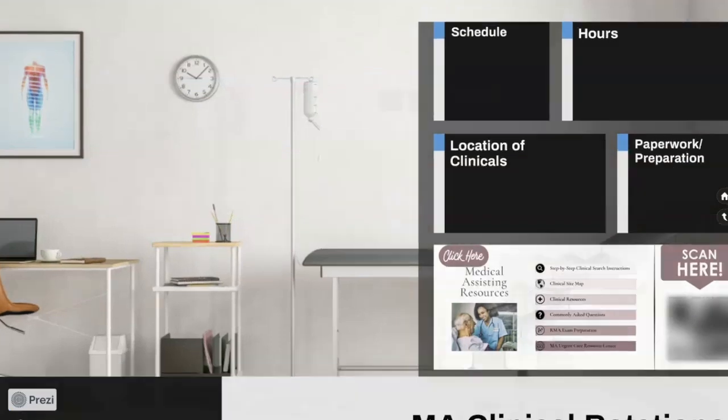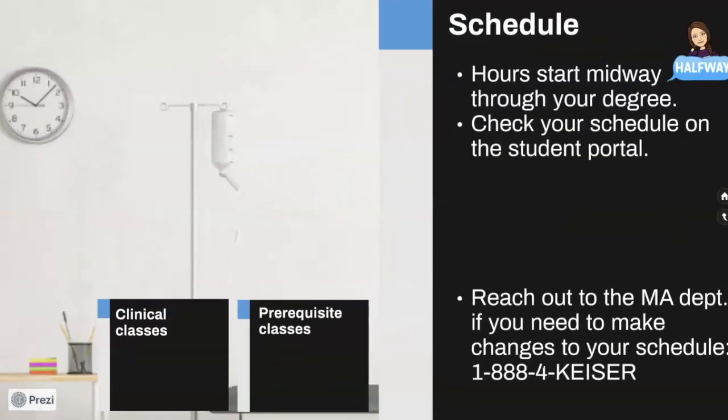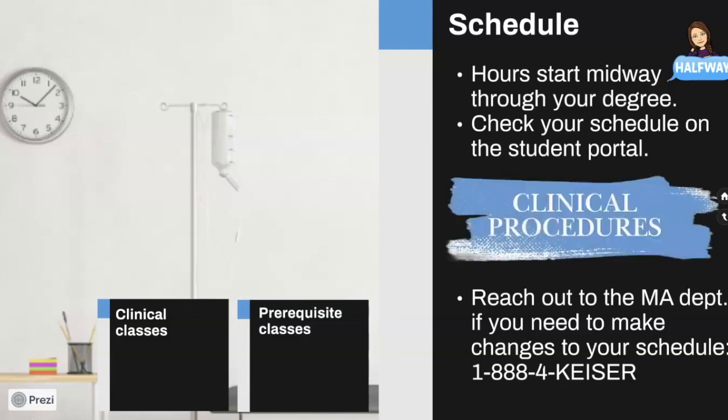So first, let's take a look at your schedule. Students are typically scheduled to start their clinical rotations at the midpoint of their program, and this can change due to individual circumstances, so please make sure to check your schedule on the student portal. Your clinical procedures class start date is the date you'll be scheduled to start your clinical rotations at the medical office you've secured for your clinicals. If you have any questions or need to change your schedule, please make sure to reach out to our MA department at the number listed here.